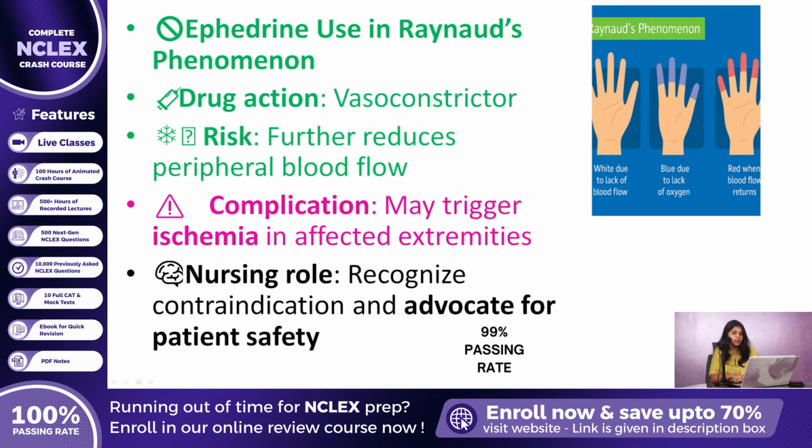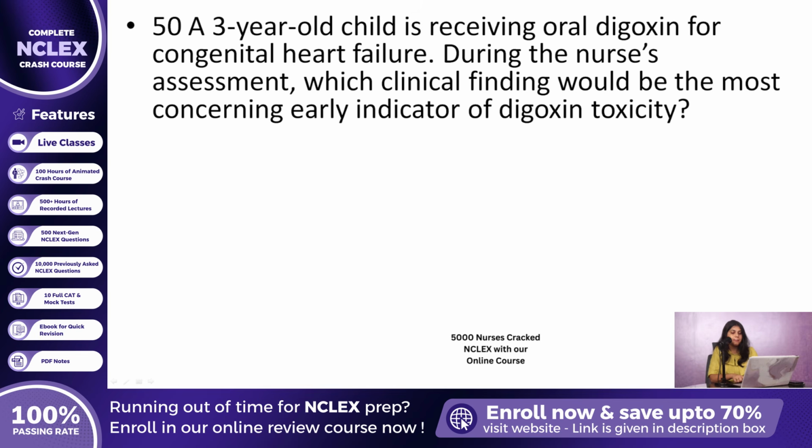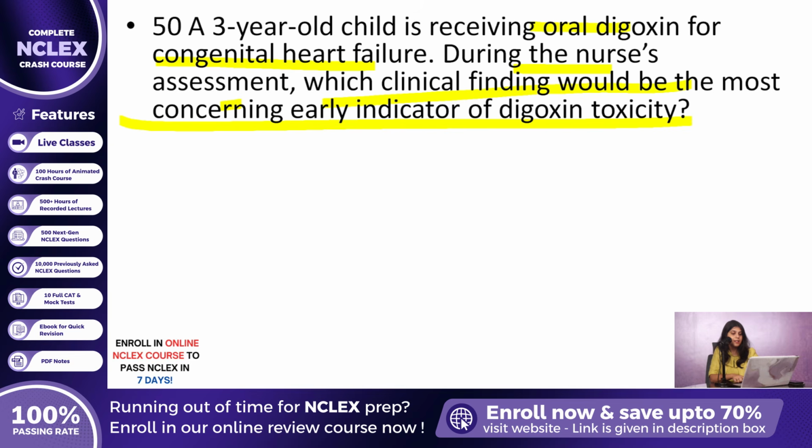Shifting gears now to question number 50, we address pediatric medication safety. A 3-year-old child is receiving oral digoxin for congenital heart failure. During the nurse's assessment, which clinical finding would be the most concerning early indicator of digoxin toxicity?